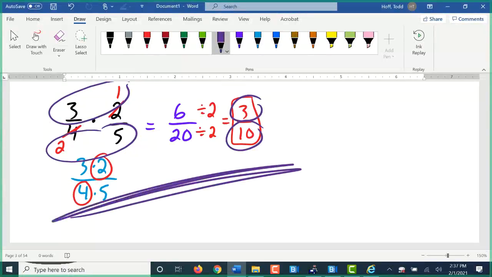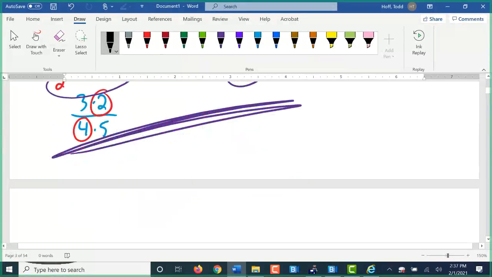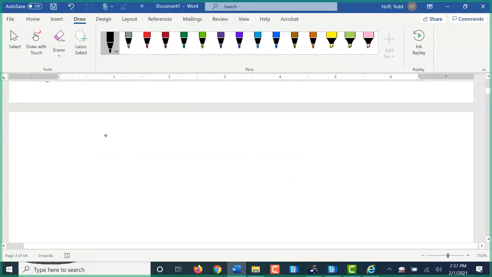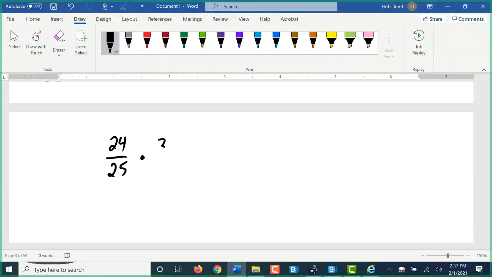In a problem like this, it's about the same amount of work either way. But I could run into something like 24/25ths times 5/36.